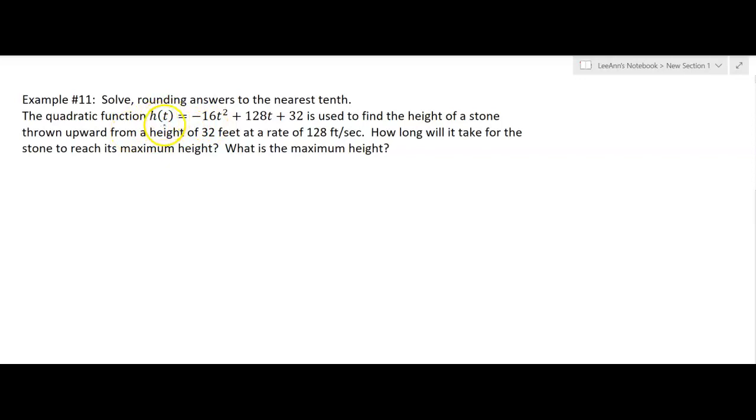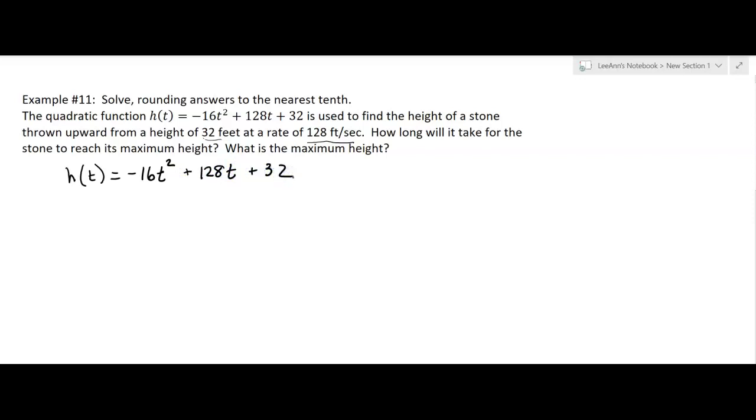The height of an object based on time is equal to negative 16t squared plus 128t plus 32. It's used to find the height of a stone thrown upward from a height. So the initial height is 32 feet. That was my h naught. And then it's at a rate of 128 feet per second. That's the v naught. So they already put it into the equation for us. But just explaining what all that equation is, you might wonder where the negative 16 is coming from. That has to do with gravity. And if you take more physics classes, they're going to do things like this.